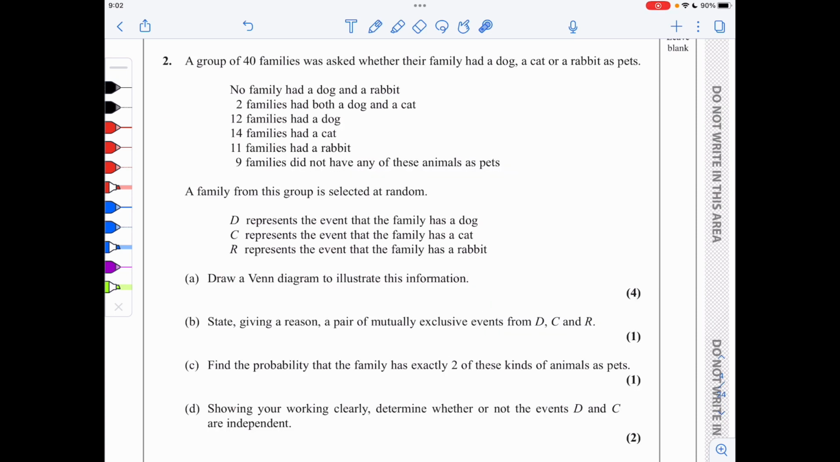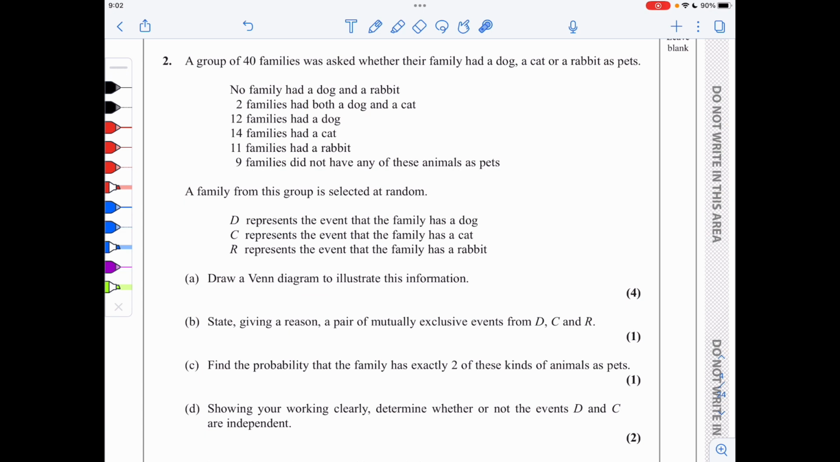In question 2, we've got a group of 40 families, and we are being given information on whether they have a dog, a cat, or a rabbit as pets, and this is the given information. We've got D representing the families that have a dog, and C and R respectively for cats and rabbits, and we need to draw a Venn diagram to illustrate this information.